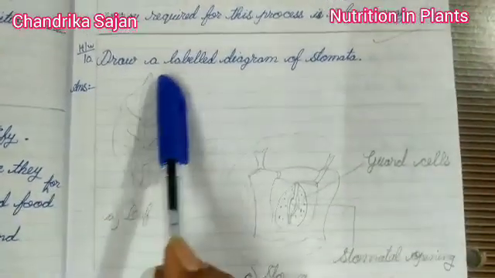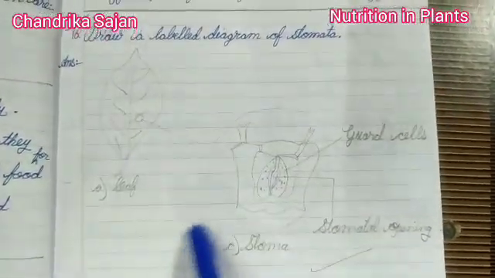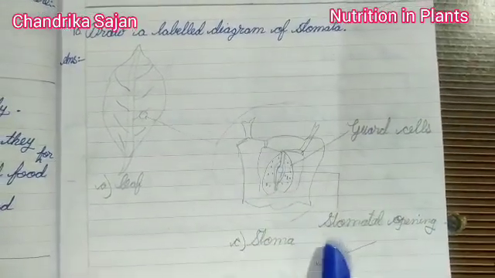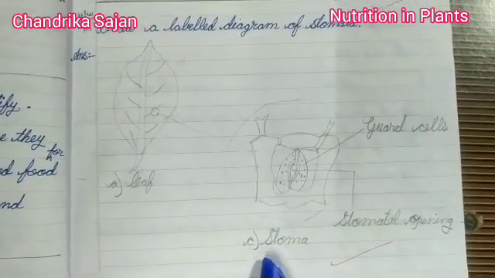Now draw a labeled diagram of stomata. We have to draw the diagram. A is leaf, then guard cells, stomatal opening and stoma.